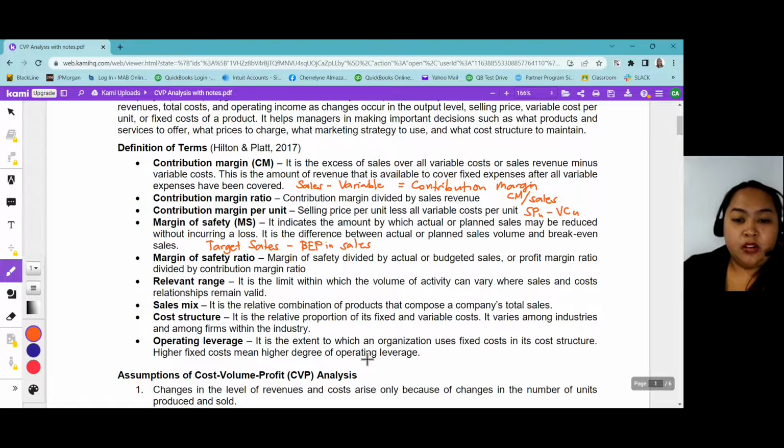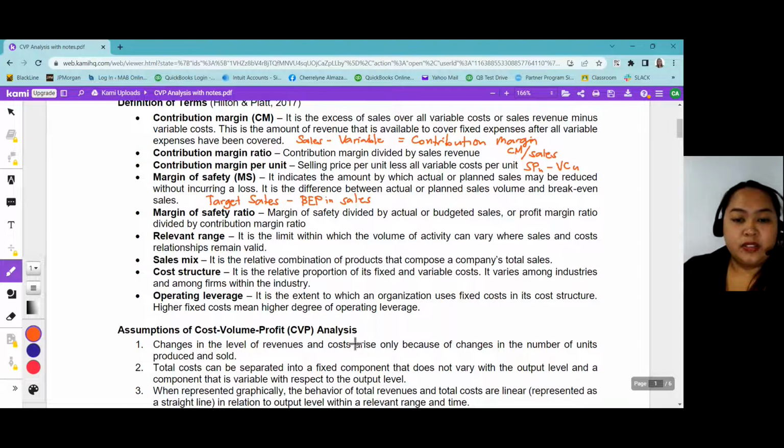Okay? Cost structure, ang cost structure po is it follows yung ating formula that total cost is equals to your variable cost plus your fixed cost. Okay? So yung variable cost, these are costs that change in relation to volume or activity while your fixed cost remains the same all throughout the relevant range. Within the relevant range, fixed lang siya or hindi siya nagbabago regardless kung ilan yung production or volume of activity.